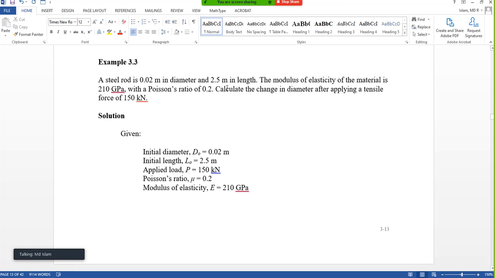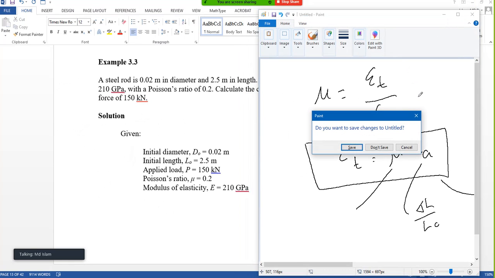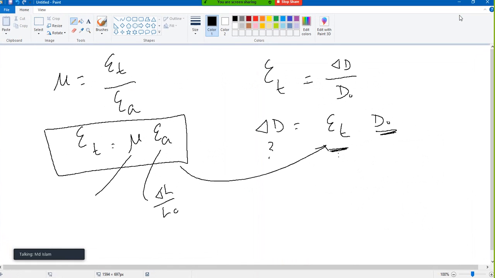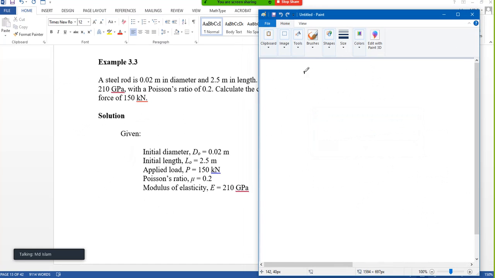So what they give us: original diameter, original length, modulus of elasticity, Poisson ratio. Calculate the change in diameter. Now, if I do not see the solution, first I will list down all the equations. I do not know whether you wrote it down or not. When I delete it or close it, I will give you a warning. Stop me if you did not write it down. So now I am doing it. First list down what is given: original diameter, original L, P, mu, modulus of elasticity. The question is asking what is delta T.